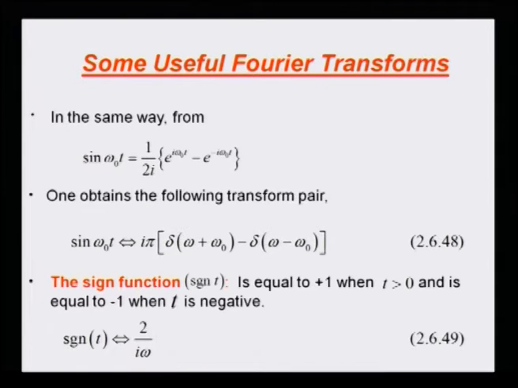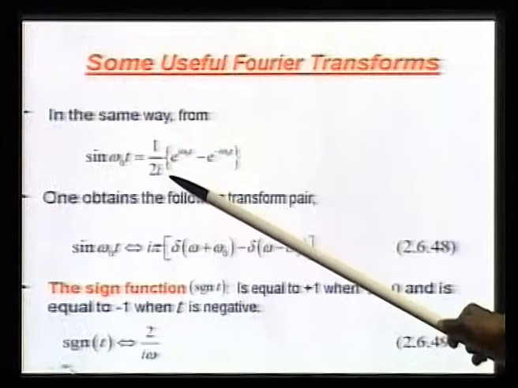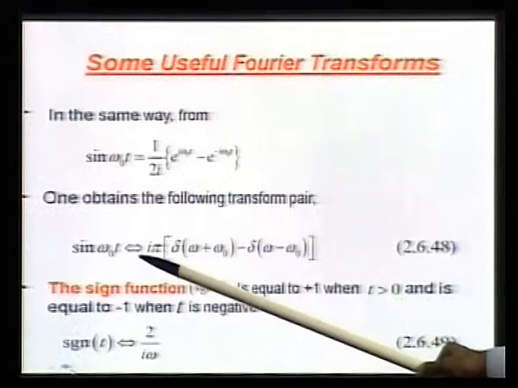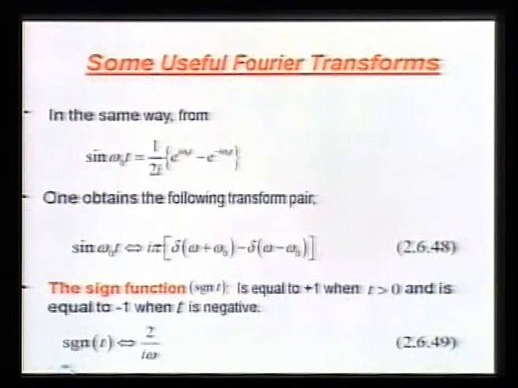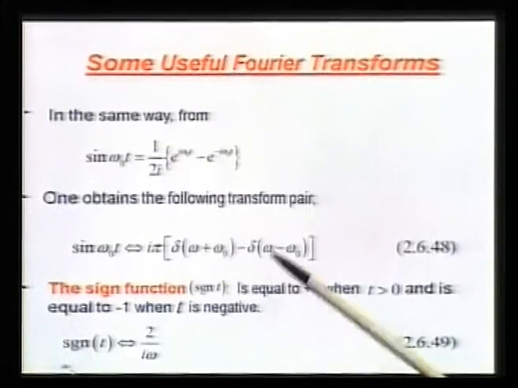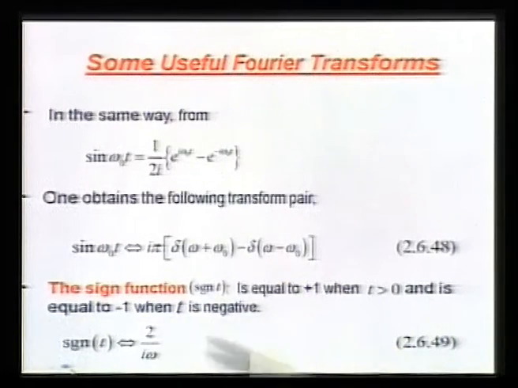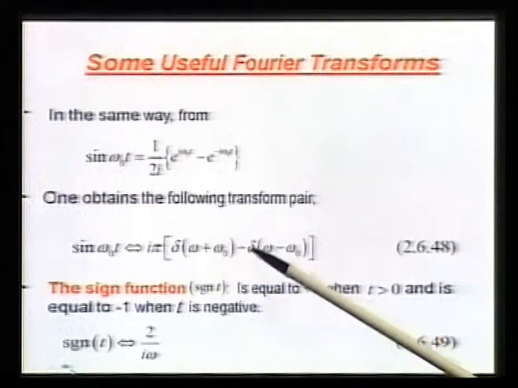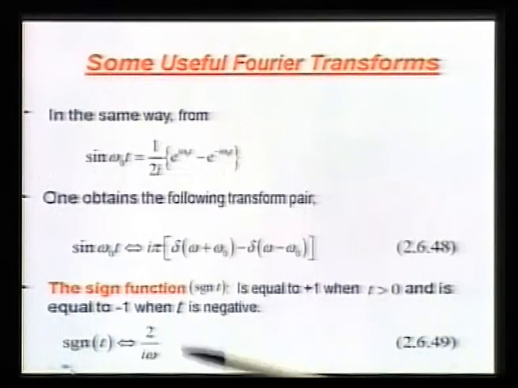Well, you can do the same thing with a sine function. The only thing is, note that there is an i here in the denominator that will give you this relationship between the original and the transform. This also is nothing but 2 delta functions, but instead of a plus there, we have a minus here, right. So, that is what comes.